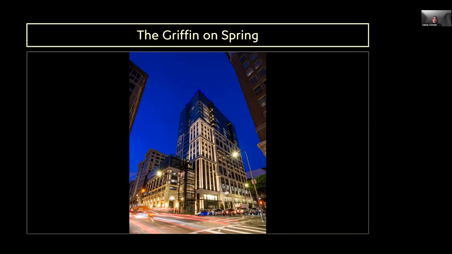And then this vertical articulation is kind of crowned at the top with a color splash of RGB red, green, blue color changing lights that highlight or accent the mechanical screens on the roof. South facade, and this is kind of where you see the old and the new blending.